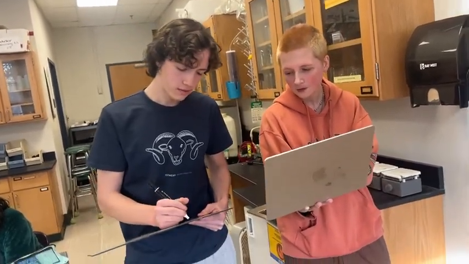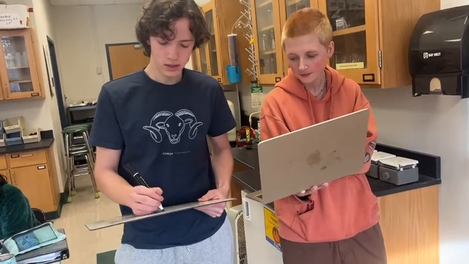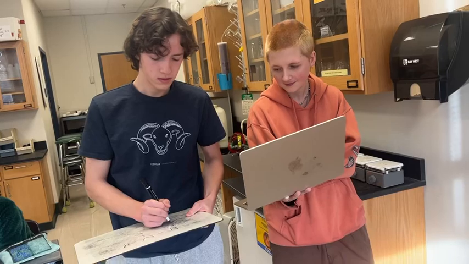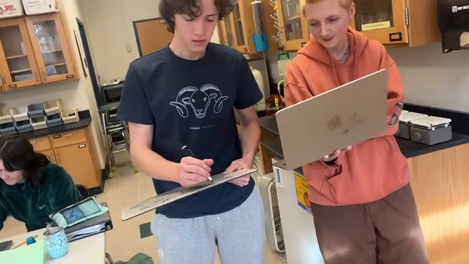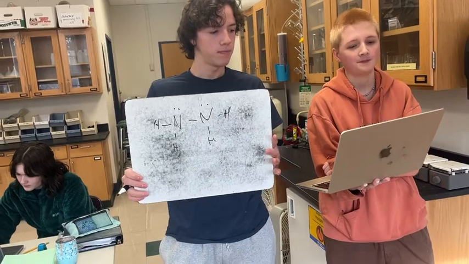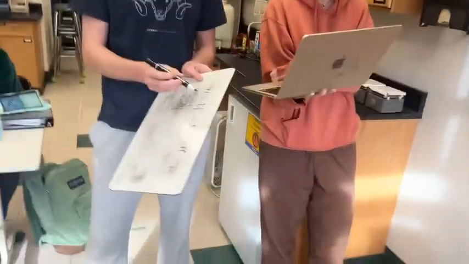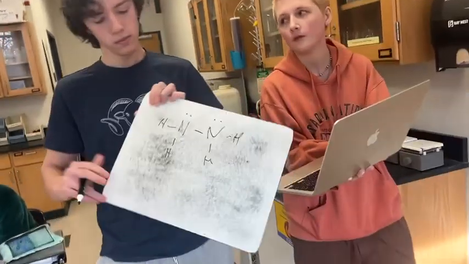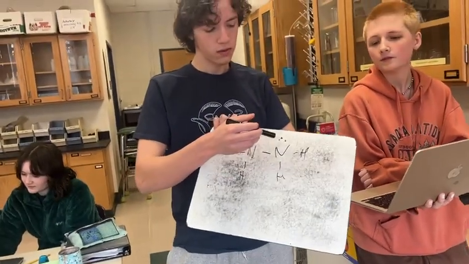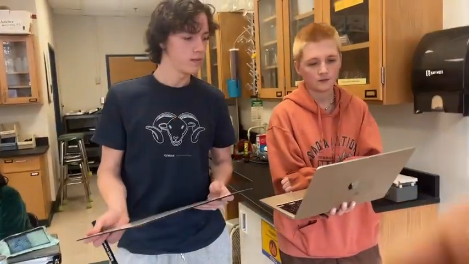Just put the atoms together in different ways and eventually you'll come up with it. But I think for N2H4, you're gonna come up with something along these lines. And yeah, just make sure that you count 2, 4, 6, 8, 10, 12, 14 valence electrons in total.